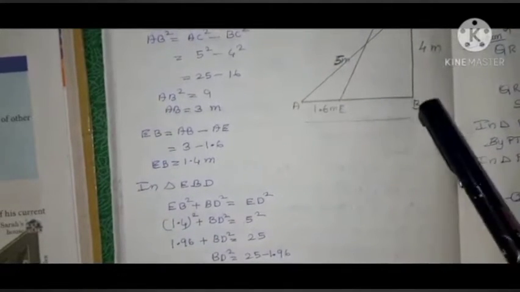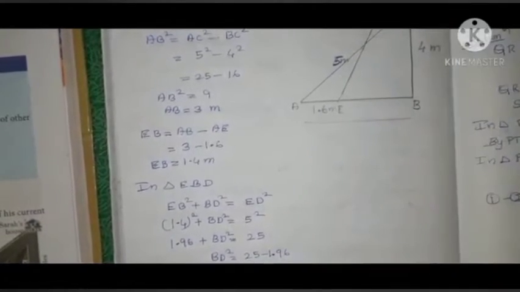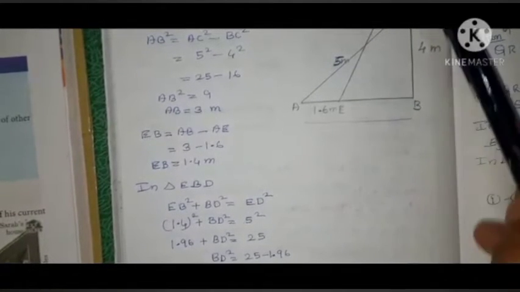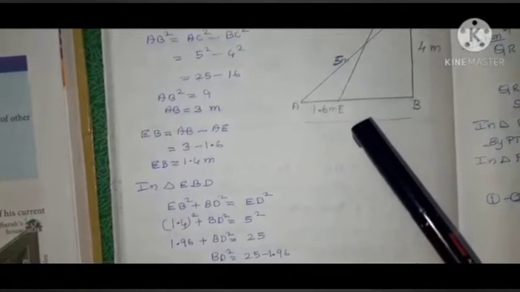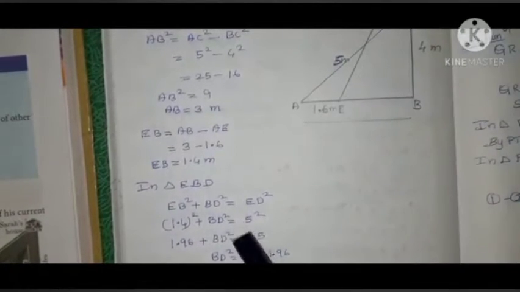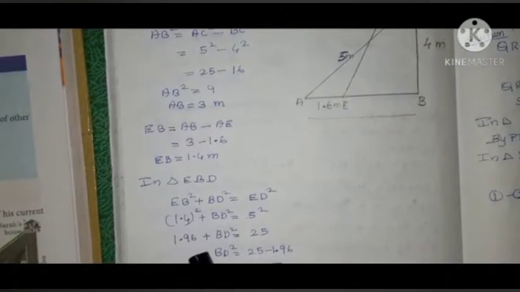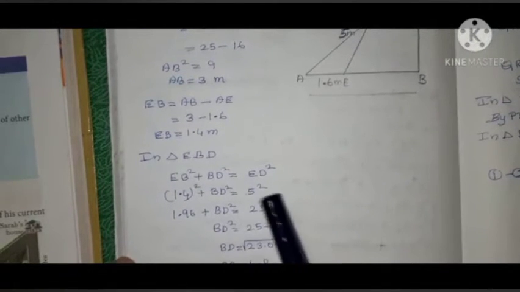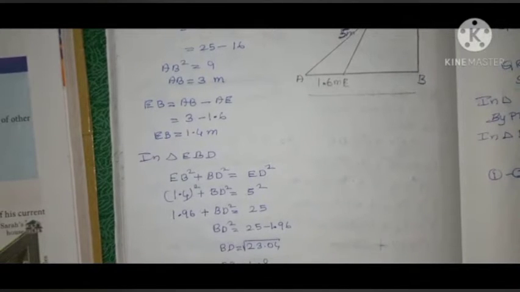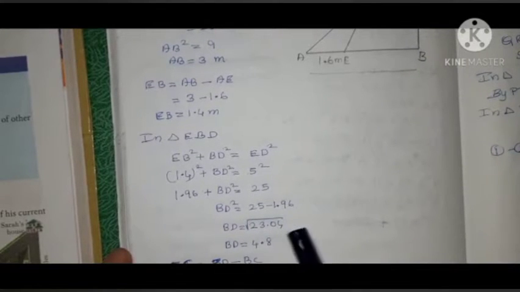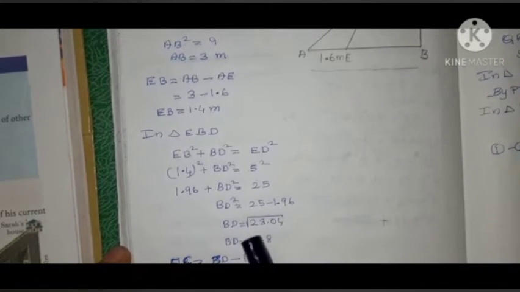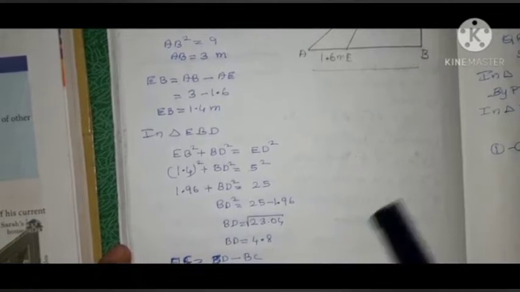Then in triangle EBD, EB square plus BD square is equal to ED square. EB is 1.4, so 1.4 square plus BD square is equal to 5 square, since ED is 5. 1.4 square is 1.96, plus BD square is equal to 25. BD square is equal to 25 minus 1.96. BD is equal to root of 23.04. Root of 23.04 is 4.8. BD is equal to 4.8.